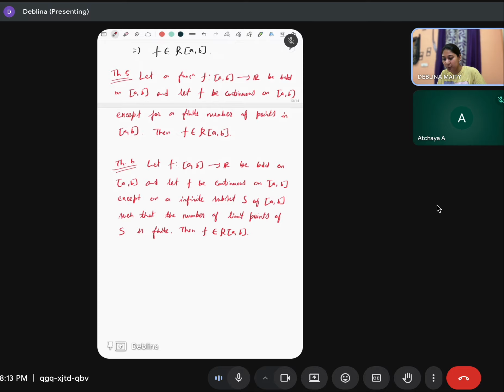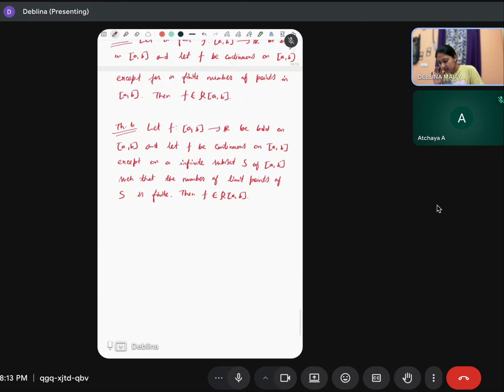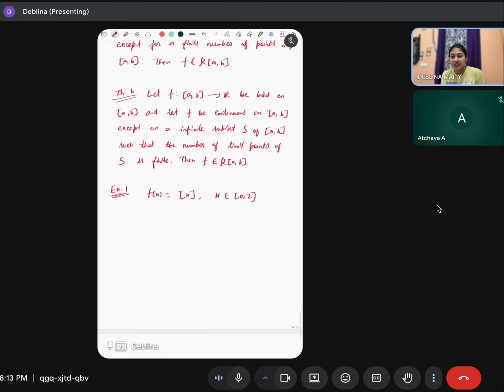So I am not going into the proof of these theorems. So we'll see some examples. These theorems are useful to identify if a function is Riemann integrable or not, right? This will be quick to judge. So our f is a box function in 0 to 2. So we have to check if it is Riemann integrable or not.